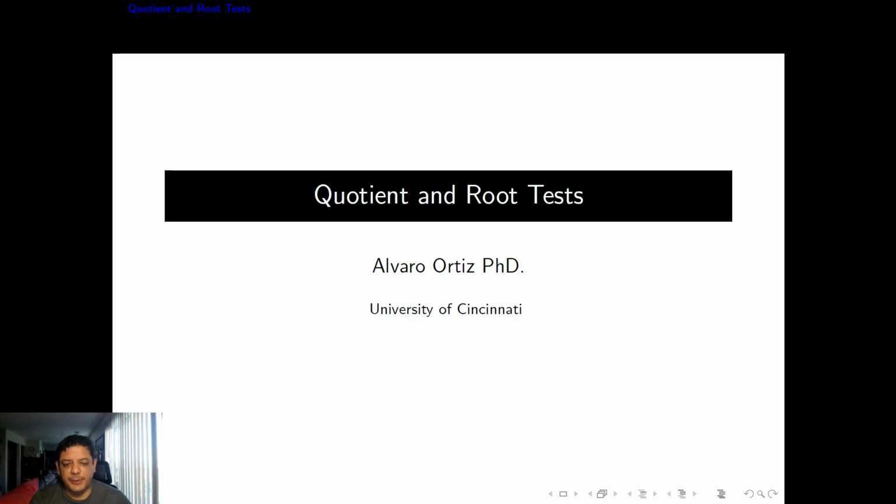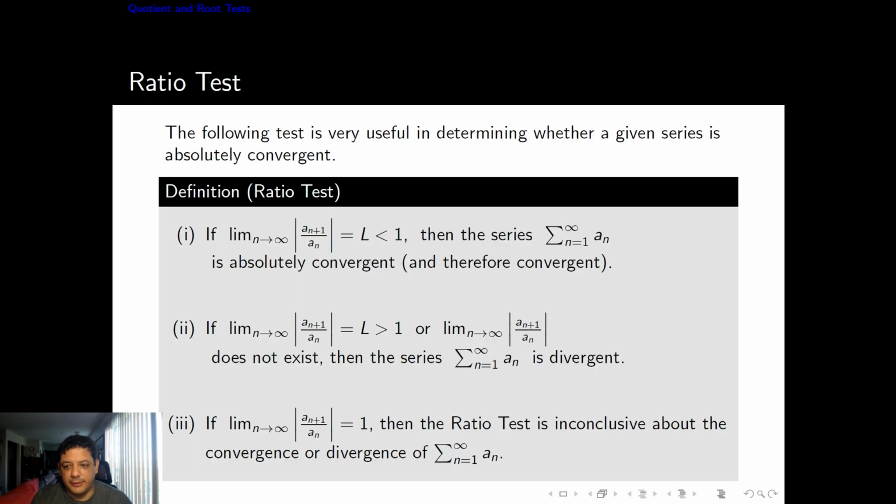Hi, in this video we're going to go over the ratio and root test for series. So the ratio test is a very useful test in determining whether a given series is absolutely convergent or not. What we're going to do is take the limit when n goes to infinity of the absolute value of the ratio of the n plus 1 term with the an term.